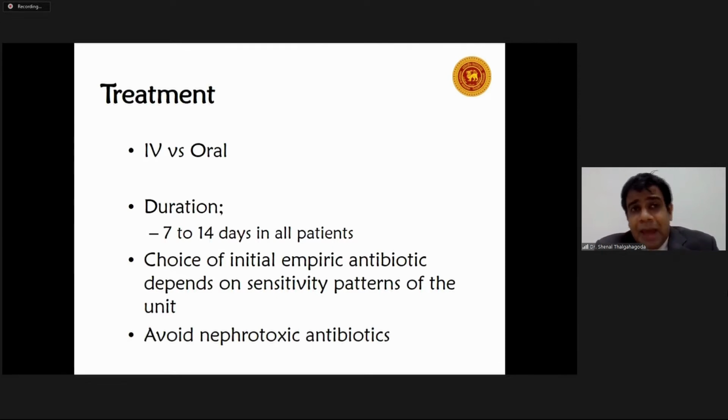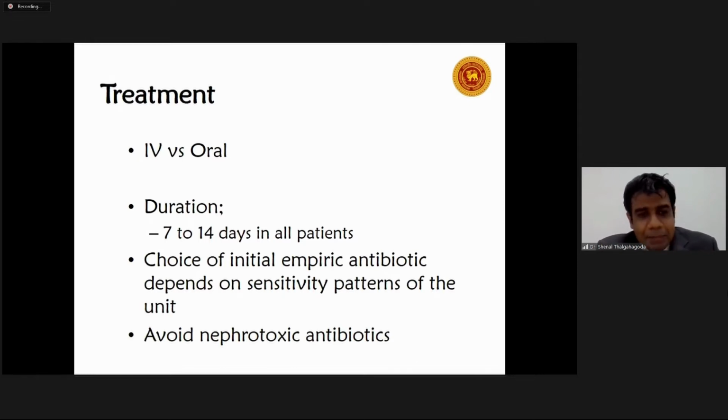Older children, if they are ill and septic, start with an IV antibiotic, and you can switch to an oral antibiotic once the child has been afebrile for 24 to 48 hours. In other children who are relatively well, you can go with oral antibiotics, but these all should be tissue-penetrating antibiotics. Now, the duration of antibiotics for a febrile UTI should be 7 to 14 days.